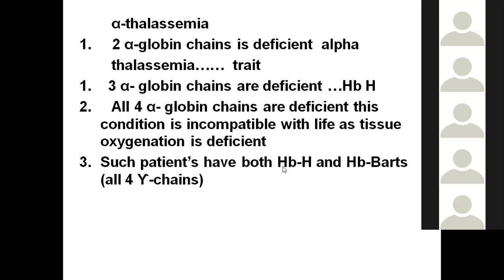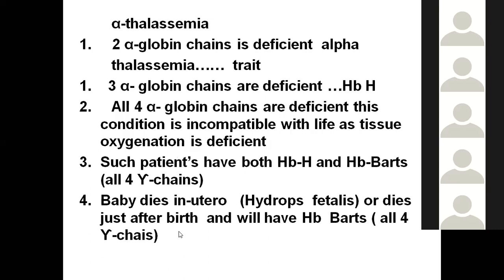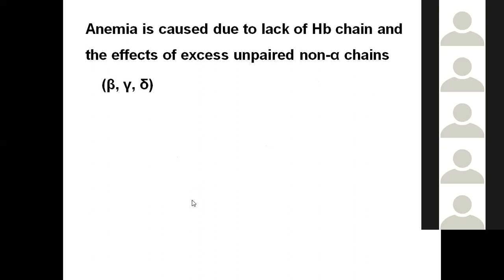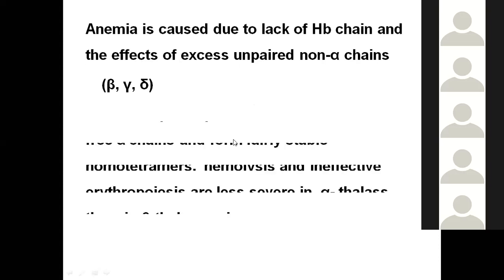And such patients have both hemoglobin H and hemoglobin Bart's, all 4 gamma chains. The baby dies in utero, death occurs in the uterus itself, which we call hydrops fetalis. Or if the baby is born, he dies just after birth and will have hemoglobin Bart's. All 4 globin chains are missing.